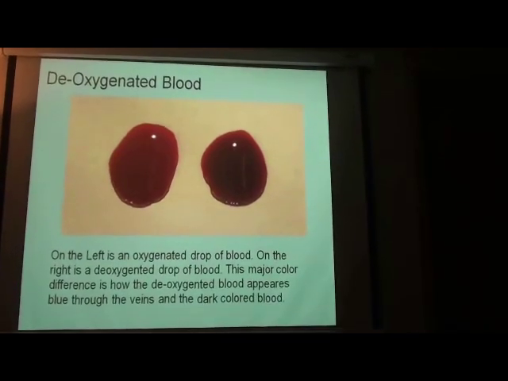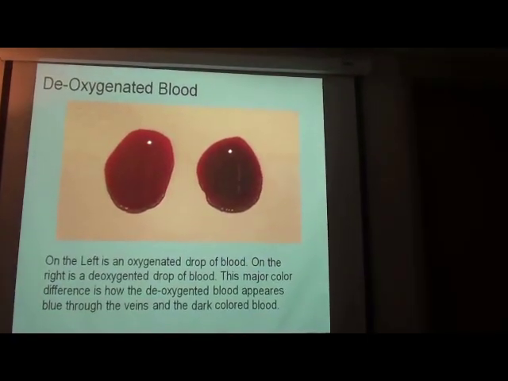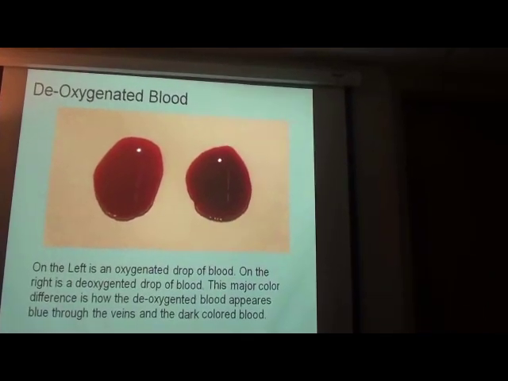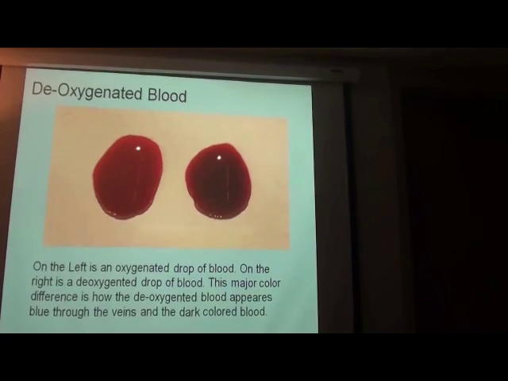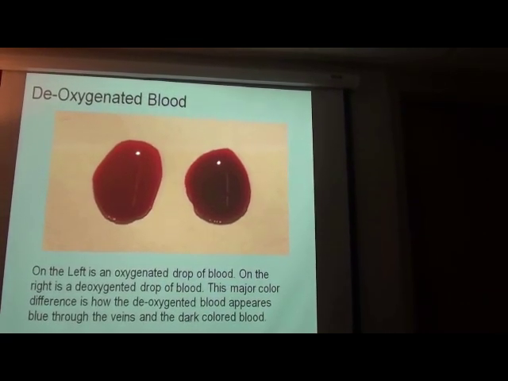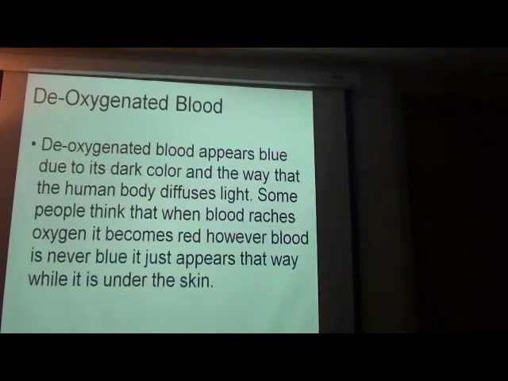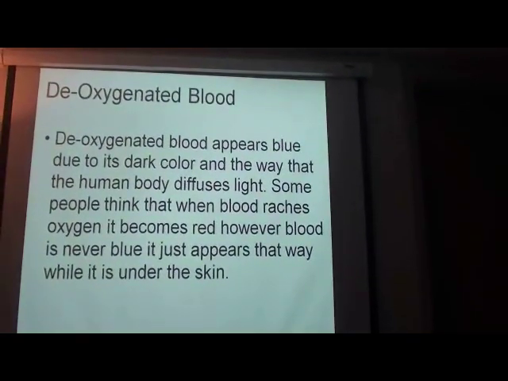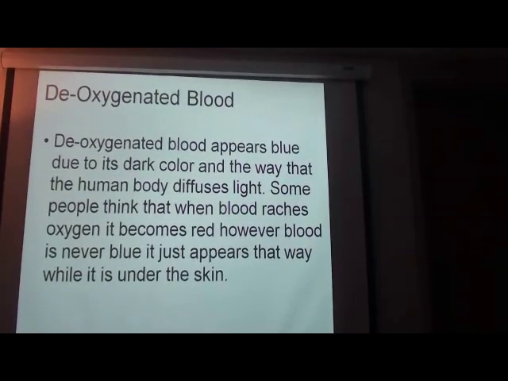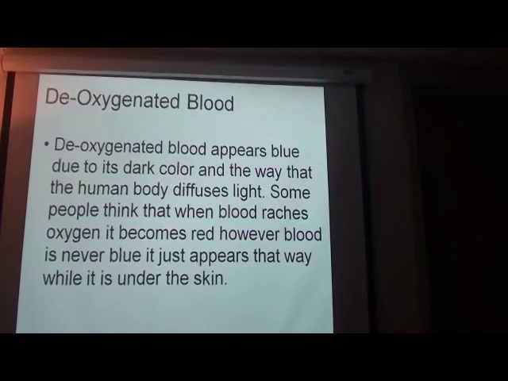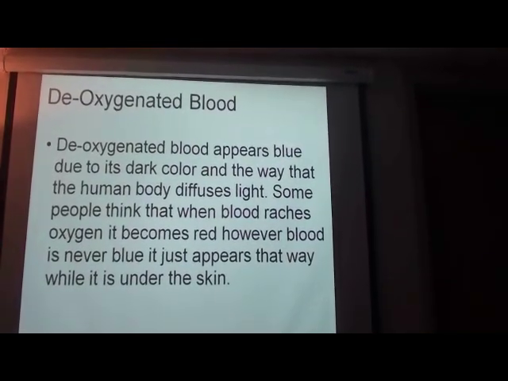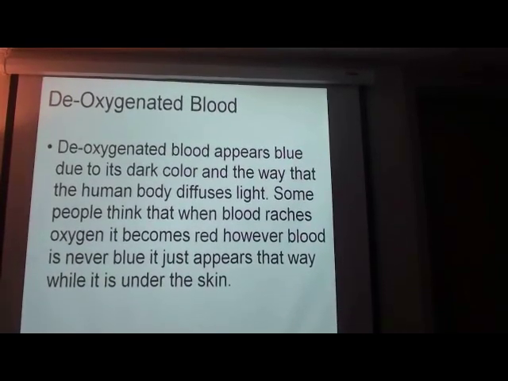On the left you have oxygenated blood, which has gone through the heart and been processed and is ready to be sent back through the body. And on the right you see what the blood looks like as it comes back through the inferior and superior vena cava and is ready to be reprocessed. Deoxygenated blood appears blue through the skin due to its dark color and the way that the body diffuses light. Some people think that when blood reaches oxygen it becomes red. However, blood is never blue, it just appears that way.